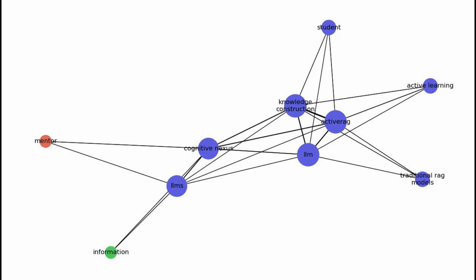ACTIVERAG addresses the limitations of traditional RAG models by introducing active learning mechanisms that encourage a deeper understanding of knowledge. Think of it as giving the student not just textbooks, but also tools to help them connect the dots between what they read and what they already know. The key components of ACTIVERAG are the knowledge construction and cognitive nexus mechanisms. Here's how they work.